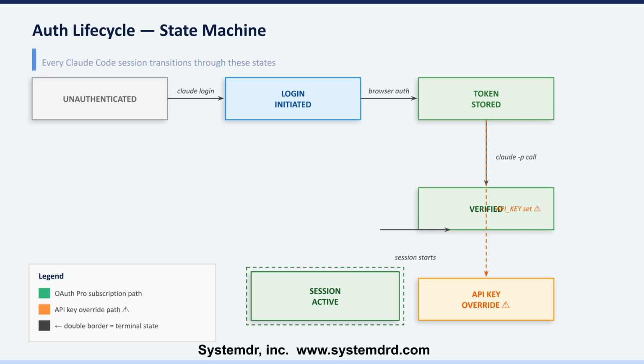This state machine illustrates the auth lifecycle. After login, you reach the token stored state. A live call verifies the key, moving to verified. This session active state is our target. If ANTHROPIC_API_KEY is set, you jump to the API key override state, which bills per token.